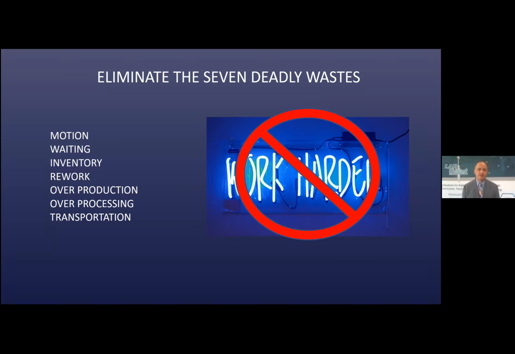And so we can see the 7 deadly wastes on our screen: motion and waiting and inventory, rework, overproduction, overprocessing, and transportation. These are the 7 ways that waste manifests itself in manufacturing. Well, guess what? These 7 ways manifest themselves in poorly designed training programs as well.